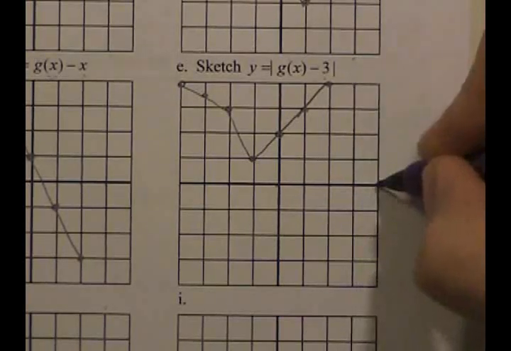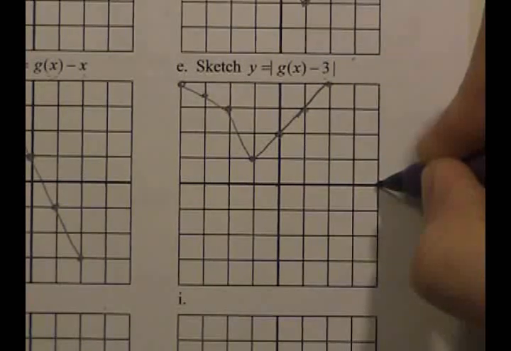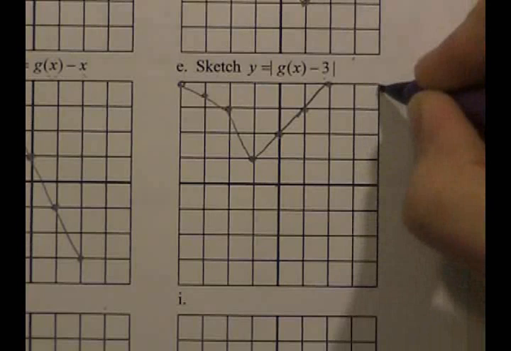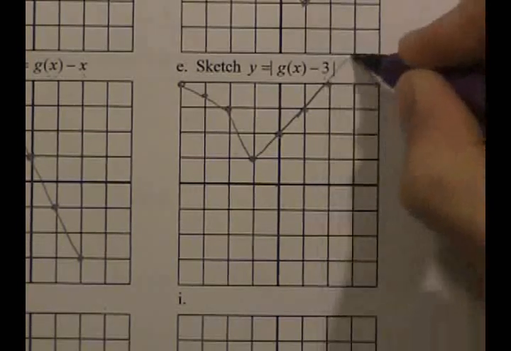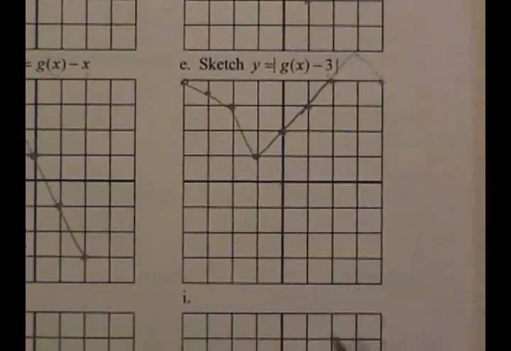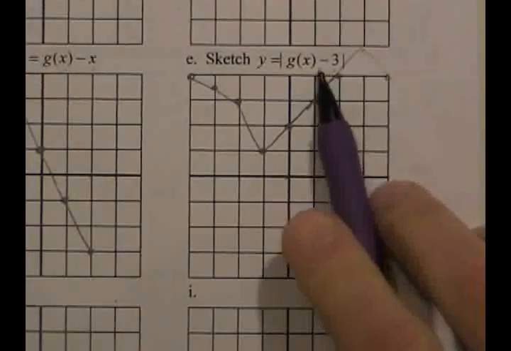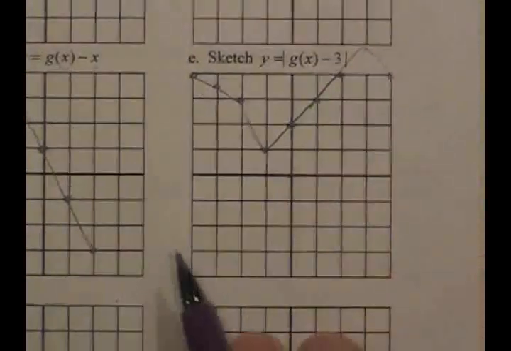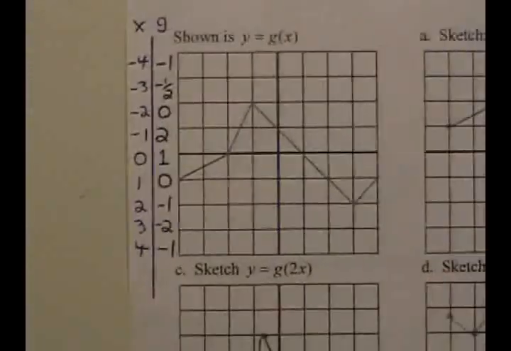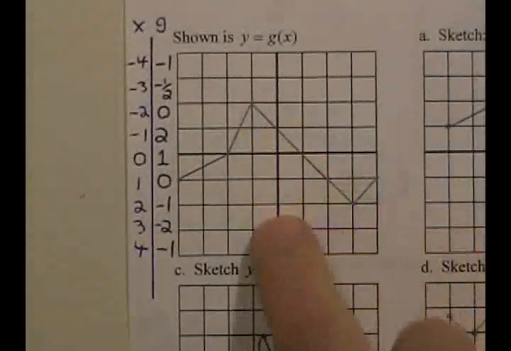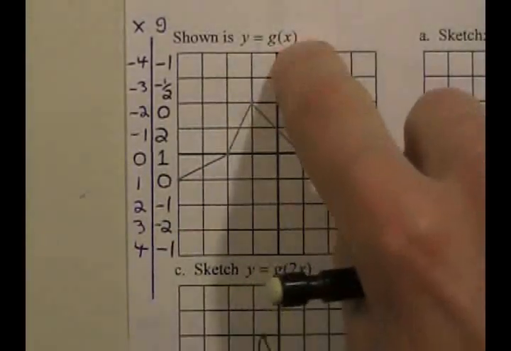Plug in 4, g of 4 is minus 1. Minus 1 minus 3 is minus 4. Absolute is 4. So this thing would look like this. Alright, so what this is doing is it takes g, moves it 3 down, so it's going to take this original graph, move it 3 units down, and then flip that up.